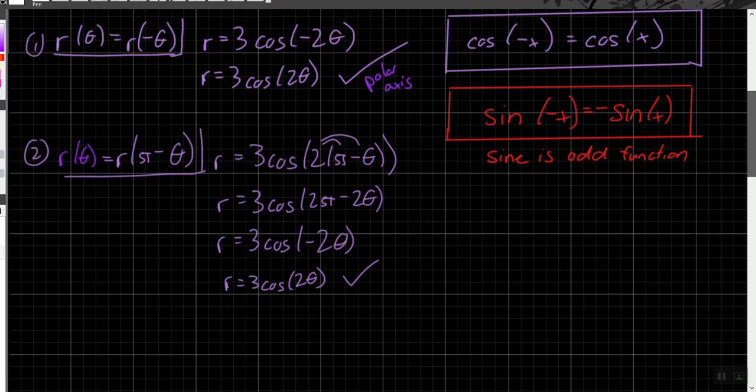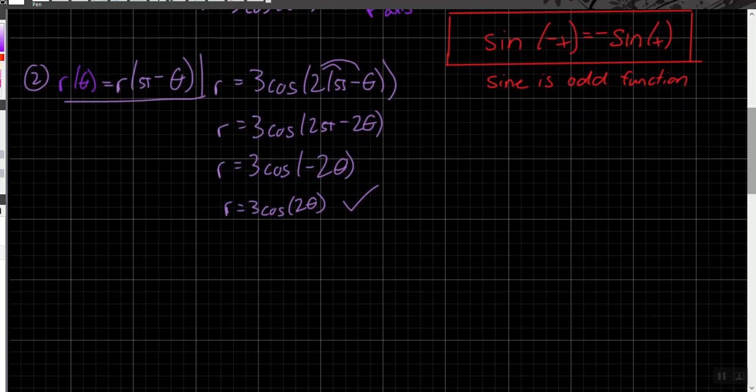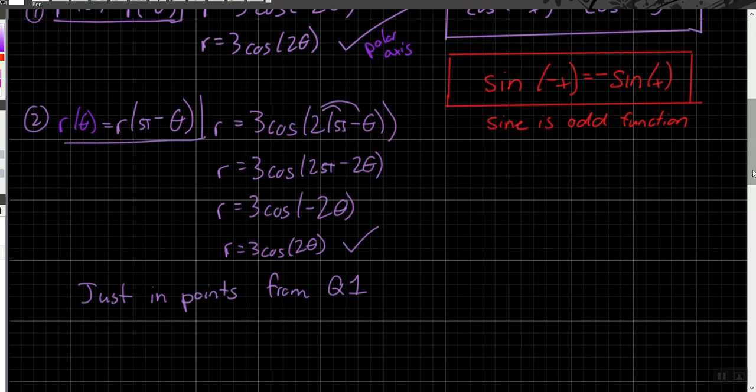Okay, so we also have symmetry at the pole. So if we have symmetry everywhere, what quadrant do we need to plot points in? Yep, just one. So we just need points from quadrant 1. That's symmetry number 2. Number 2 is symmetry over r equals pi halves, which we have.